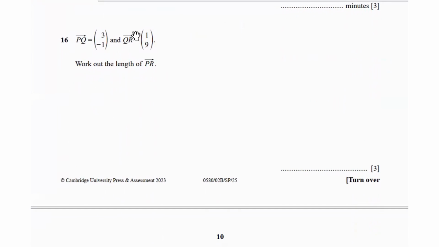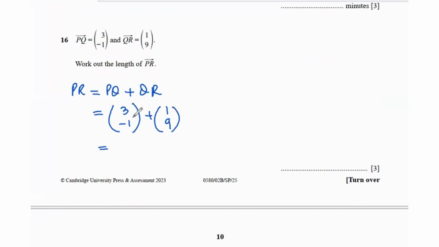Then it says the vector PQ is (3, -1), and the vector QR is (1, 9). Work out the length of PR. So PR is going to be basically PQ plus QR. We're going from P to Q, then Q to R to get PR. So that's (3, -1) plus (1, 9). 3 plus 1 is 4. Add the x value to the x value and the y value to the y value. So that's going to give us (4, 8).